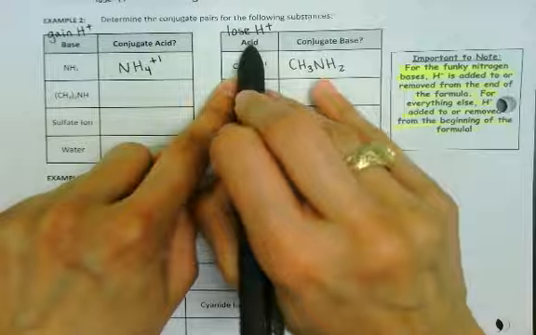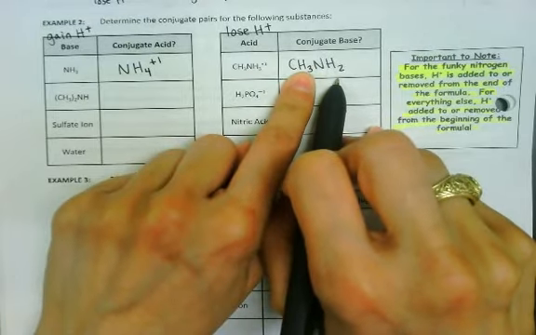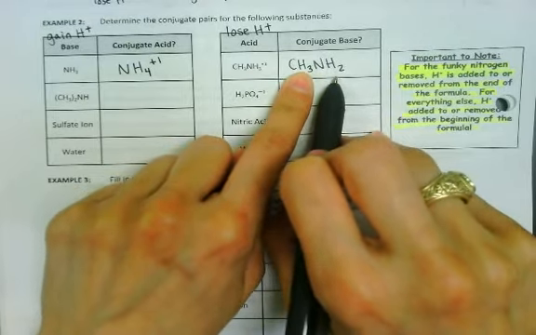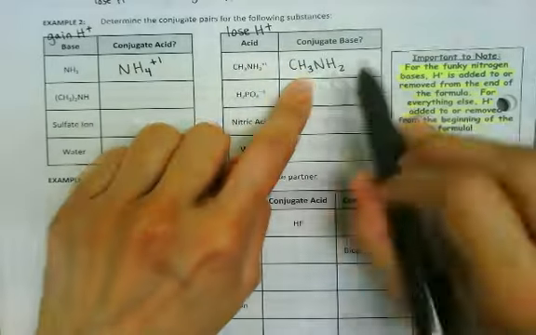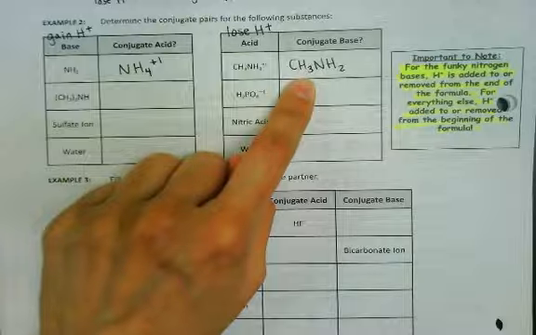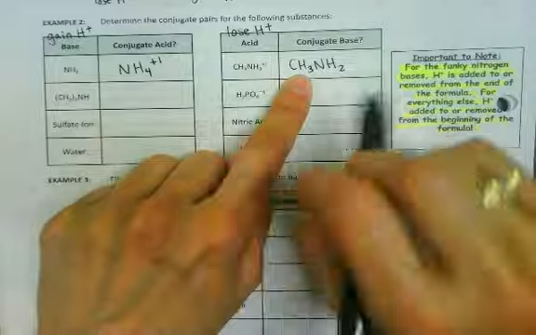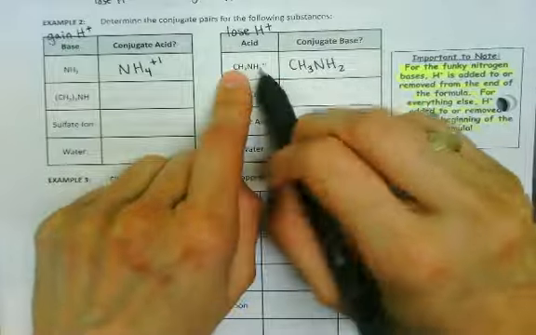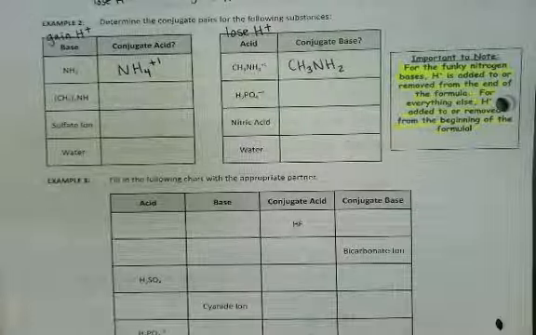We have lost a positive, so what is the charge going to be on the conjugate base, y'all? Neutral. It will be neutral because we were +1 here, but we lost a hydrogen. Now we're going to be neutral. We lost a proton. Okay? So we will add or subtract the H from the end if there is a nitrogen base involved.